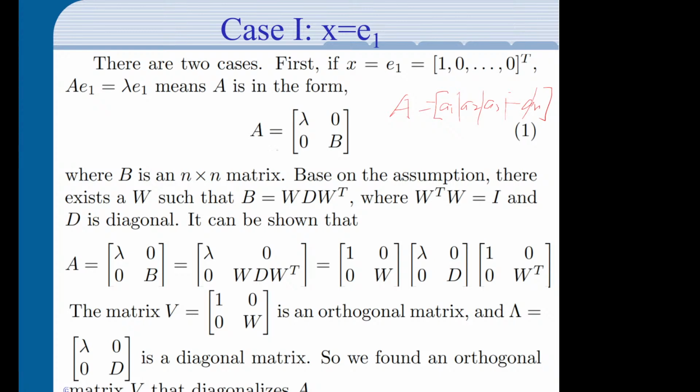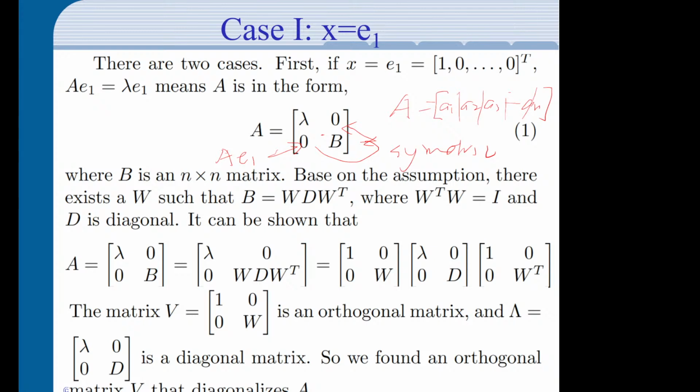So we have a 2 step. First, this is actually a bit non-trivial to show. But AE1 equals lambda E1 because AE1 is the first column here, and lambda E1 is lambda, 0, 0, 0, 0. So those things on the first column should all be 0. And because those are 0, this needs to be 0 because it's symmetric.